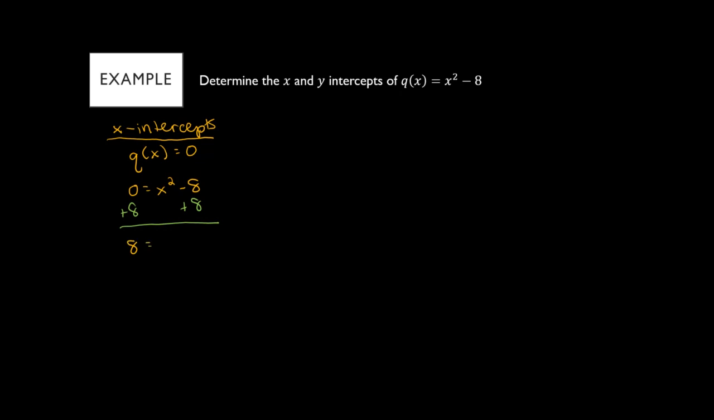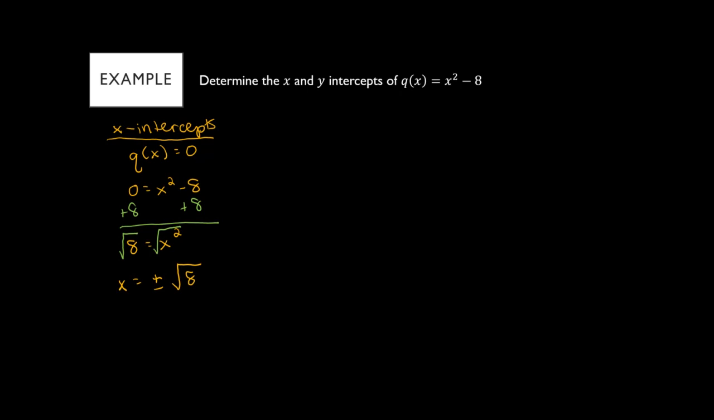And this gives me 8 is equal to x squared. And so now I'm going to take the square root of both sides. So the square root of 8. And I'm actually just going to flip it so that my x is on the left. And when you're solving, you get a plus or minus. So we have plus or minus the square root of 8. And we need to simplify this square root.